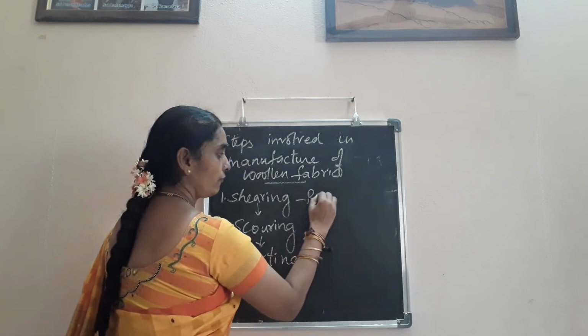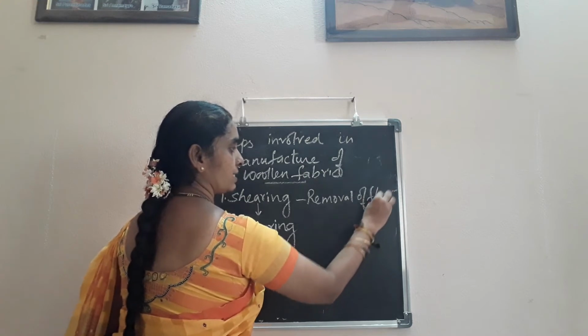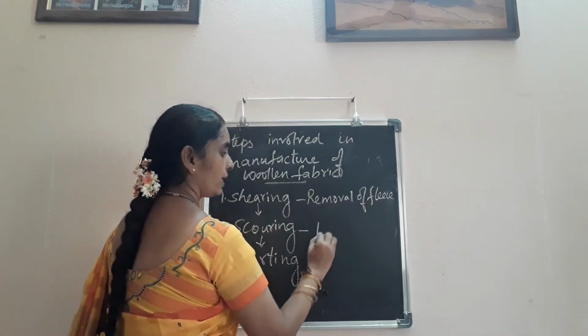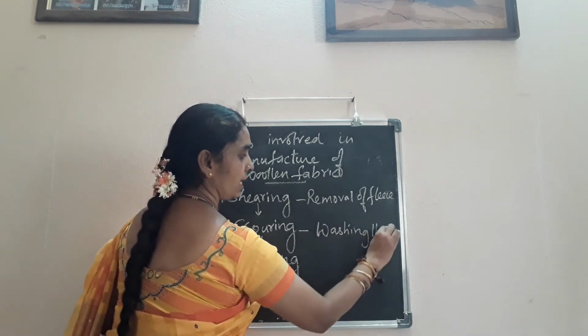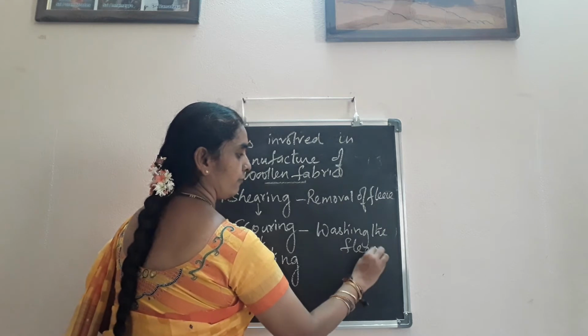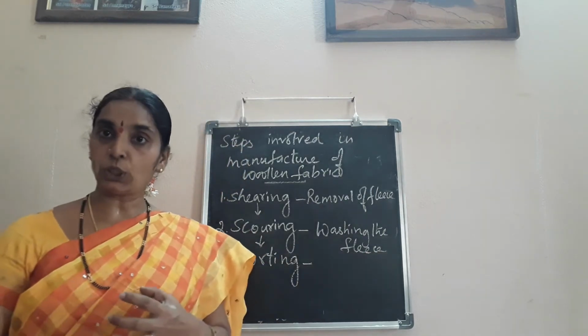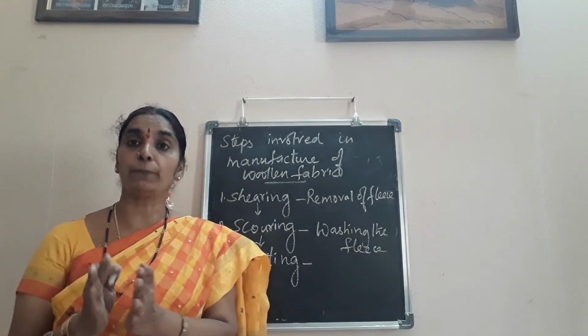Shearing is the removal of hair, the removal of fleece we can say. Fleece is the hair of the animal, the sheep. Next, scoring is washing the fleece. Sorting is classifying, making into groups. How is the fleece classified or made into groups or sorts?